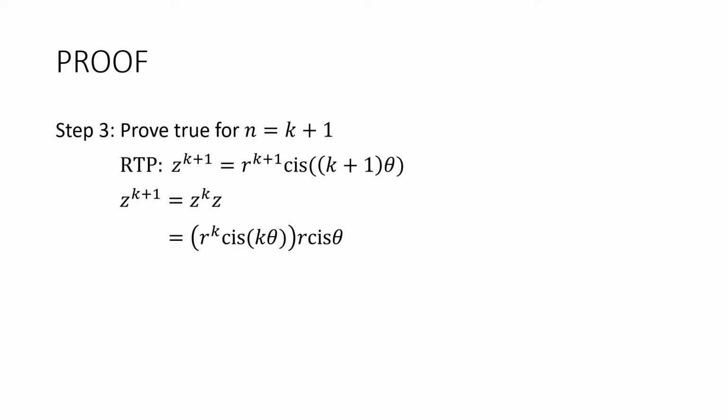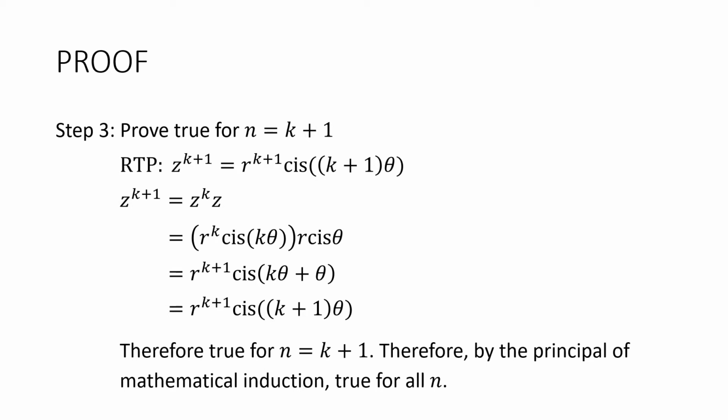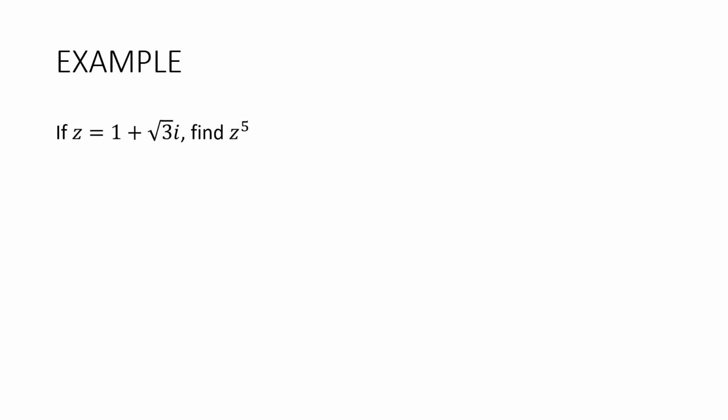The same method we just used. R to the k times r is r to the k plus 1. Cis, add the arguments, k theta plus theta. Probably the easiest of mathematical inductions you'll ever do. All I have to do now is factorize this, and I actually have the answer. See? So it is true for n equals k plus 1, therefore by the principle of mathematical induction it is true for all n.